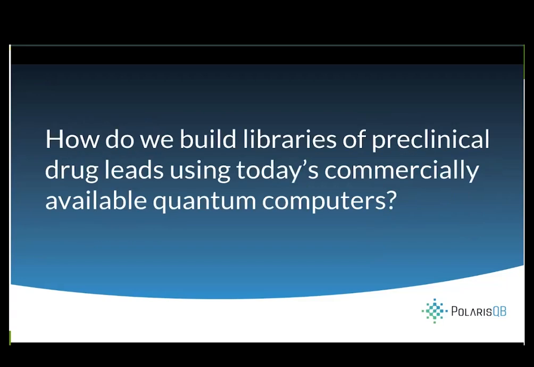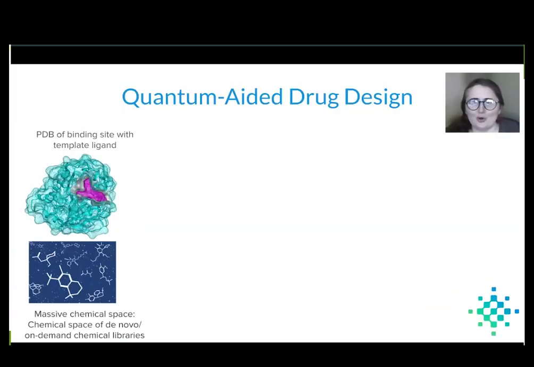So how do we build libraries of preclinical drug leads using today's commercially available quantum computers? Let's see how it works. So the goal of QUAD is to speed the identification of small molecules that may be future medicines. The input for QUAD is 3D coordinates of the protein and a small molecule in the binding pocket of that protein. So we see a protein here in blue and a small molecule in the binding pocket shown in purple.